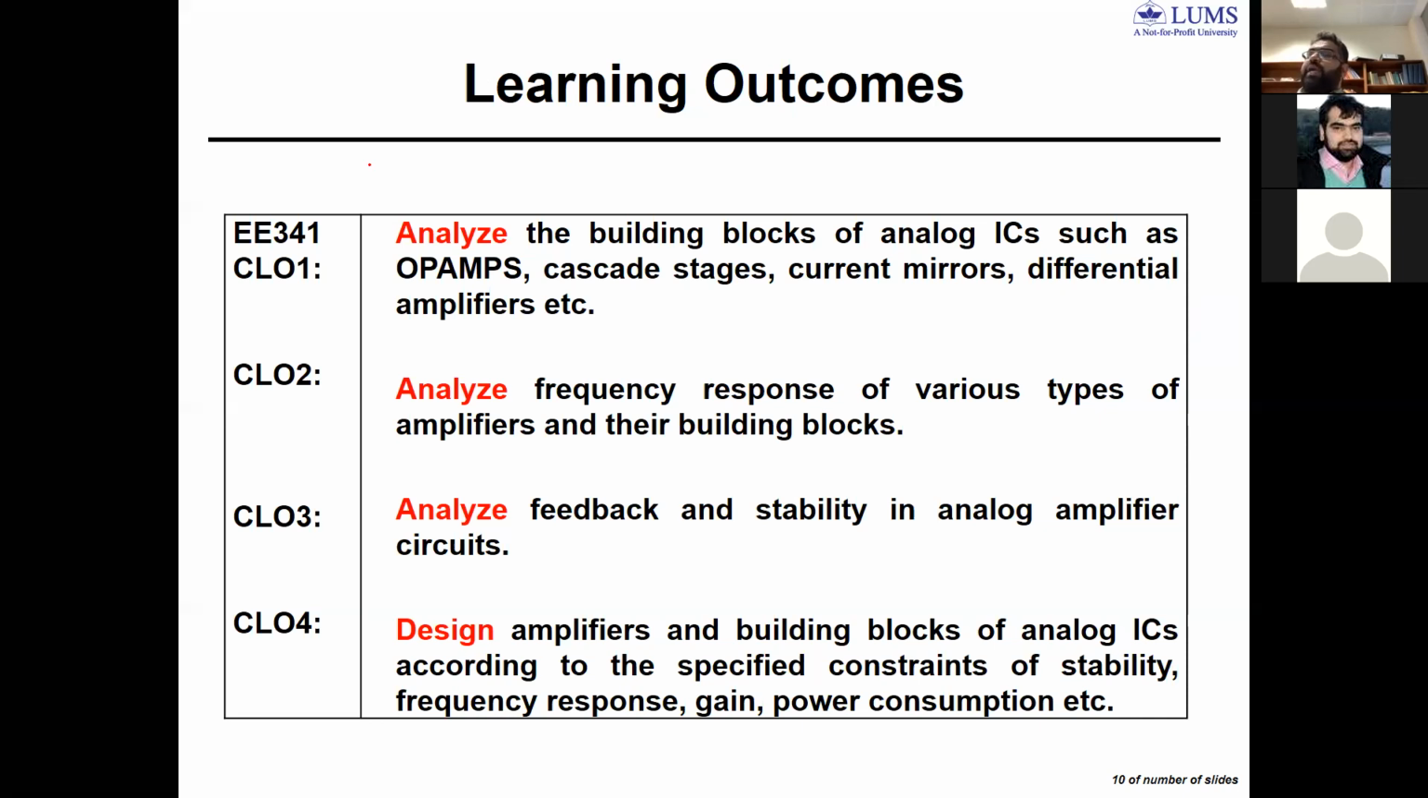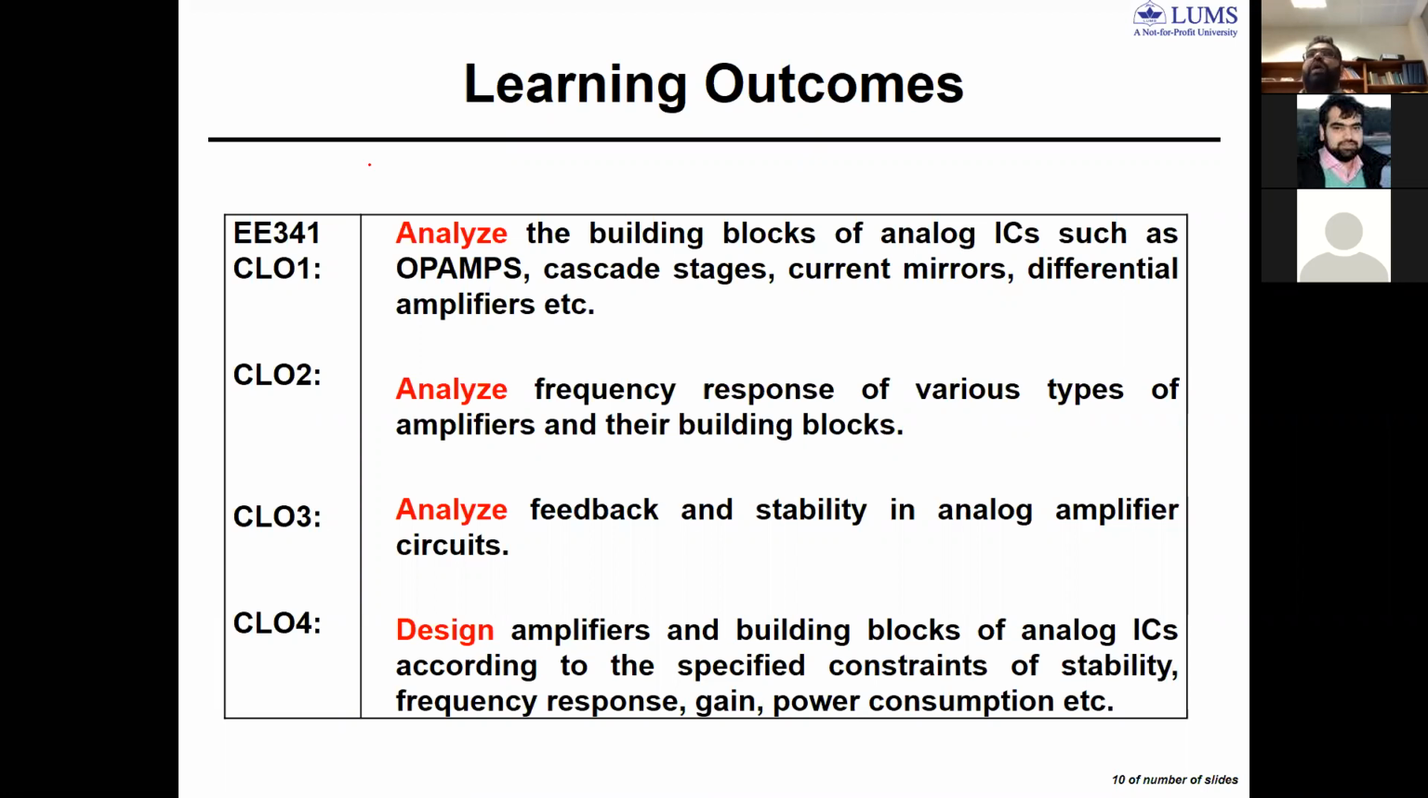Analyze feedback and stability in analog amplifier circuits. As I told you, feedback is very much important. Why is it very much important? Because we want our system to work properly. I just gave a high-level example of a microphone where the noise or the backlash starts coming, or the scream sound starts coming, because the feedback circuit is not working properly. So we want the system to be stable, even in analog amplifiers. And then design amplifiers. So at the end, you should be able to design at least a basic 2-stage amplifier and building blocks for analog ICs according to some constraints which are provided to you.